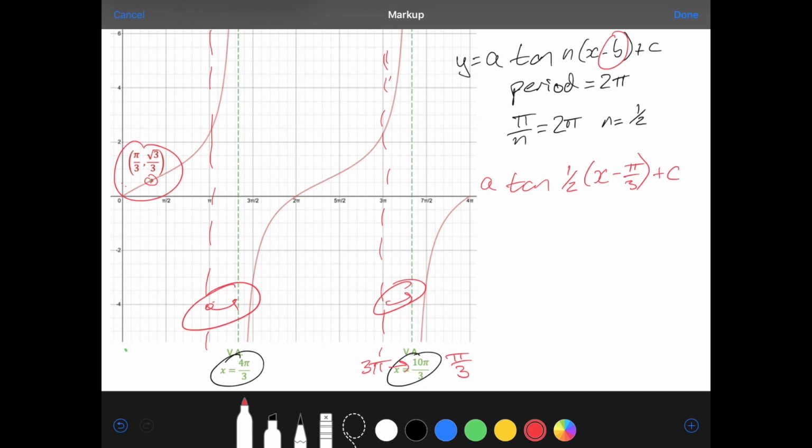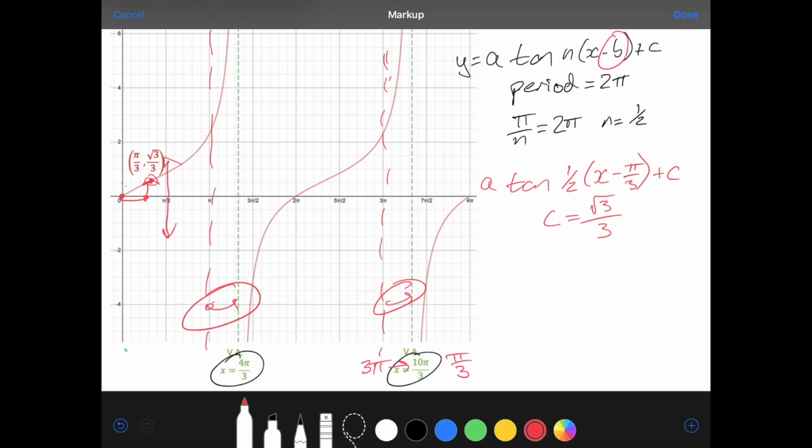Now that's not always the case. There's a lot of logic behind me writing down here that C is going to be root 3 on 3, because this point started there, and because it wasn't dilated before it was translated pi on 3 to the right, and then it wasn't dilated vertically by our A value before it was then translated root 3 on 3 up. That's the only possible way it can get to that point. So thus we know C is equal to root 3 on 3.